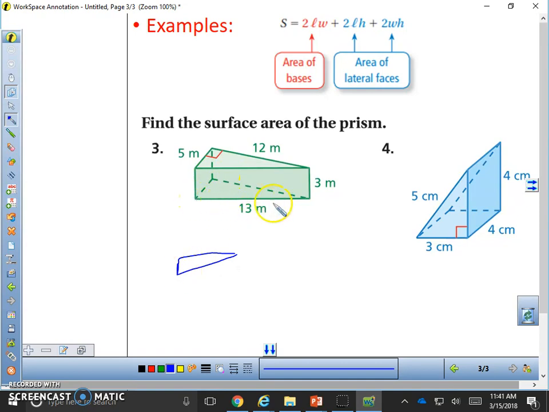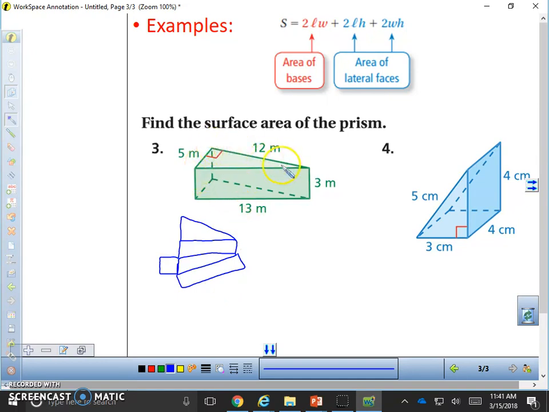Off of this side of our triangle, we have a rectangle. Drawing my net. Okay, off of this side, we have a rectangle. Off of this side, we have a rectangle. That one actually might be a square. And then we have one more triangle right here, or you could have put it on that side. So let's find the area of the triangles.